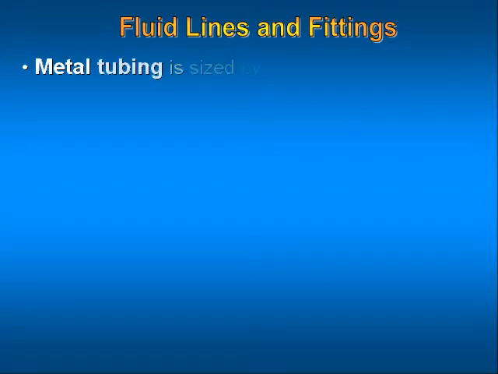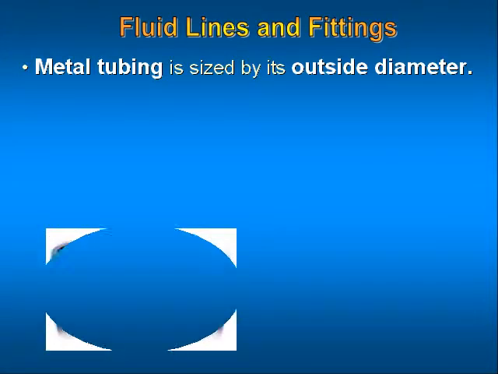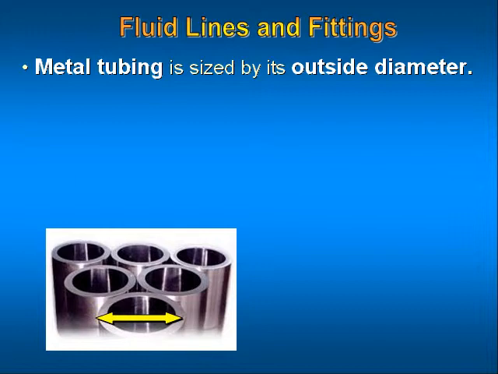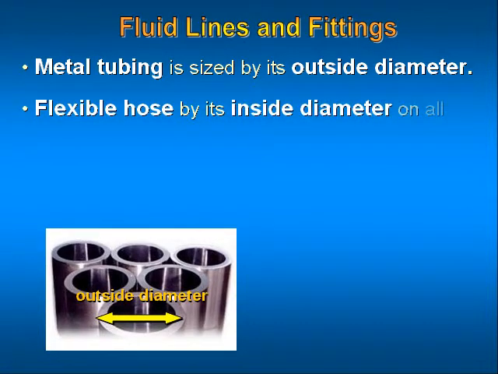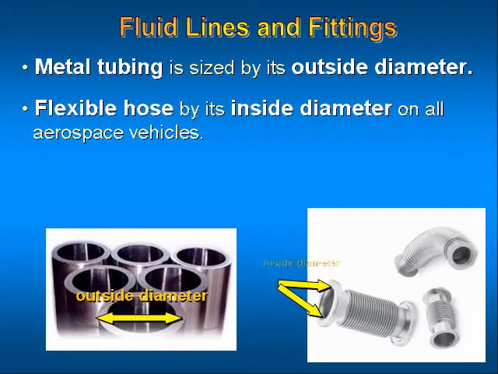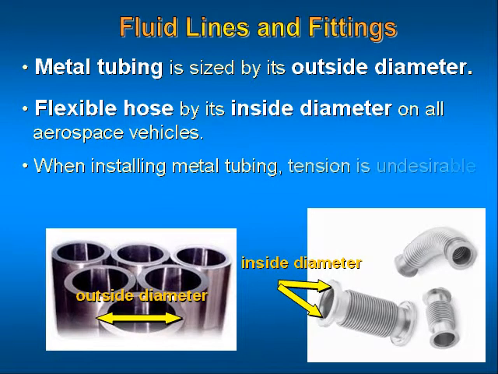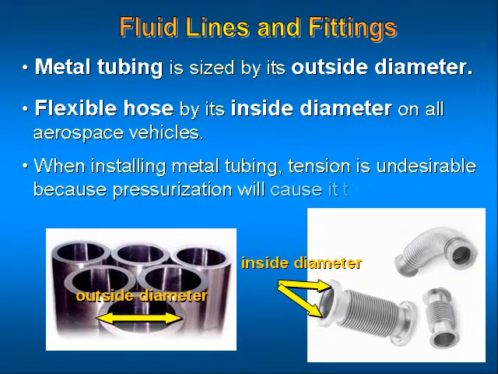Metal tubing is sized by its outside diameter and flexible hoses by the inside diameter on all aerospace vehicles. When installing metal tubing, tension is undesirable because pressurization will cause it to expand and shift.